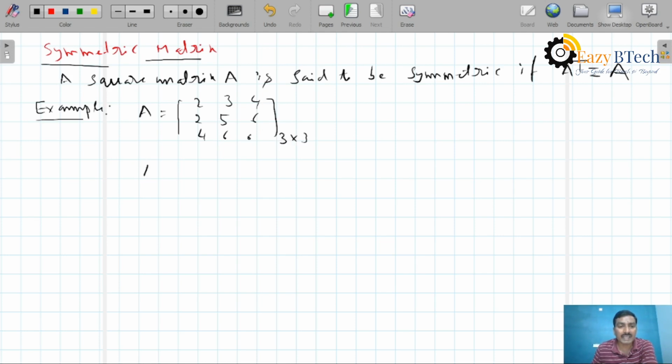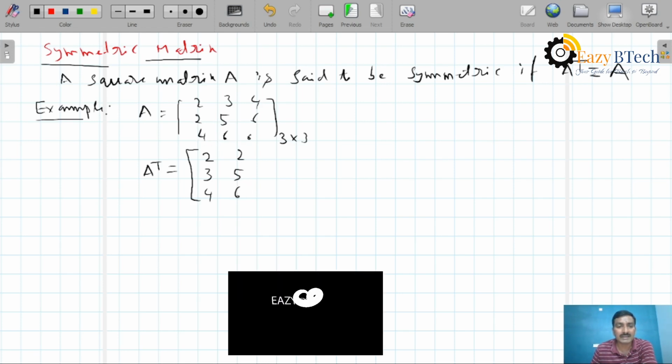If you calculate A transpose, it means interchange rows into columns. The first row is 2, 3, 4. Transpose means rows convert into columns. The first row 2, 3, 4 is converted into the first column 2, 3, 4. The second row 2, 5, 6 is converted into the second column 2, 5, 6. The third column is 4, 6, 6.